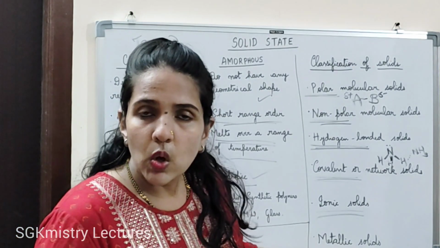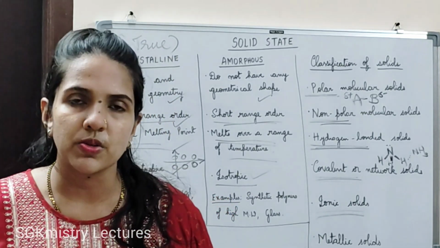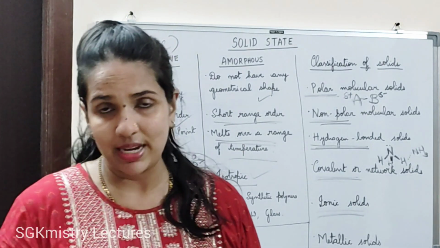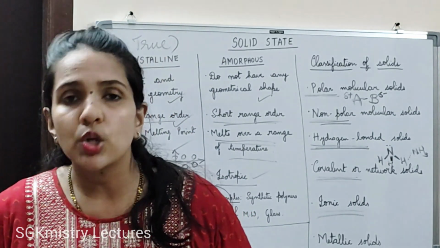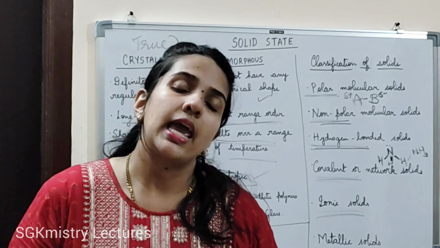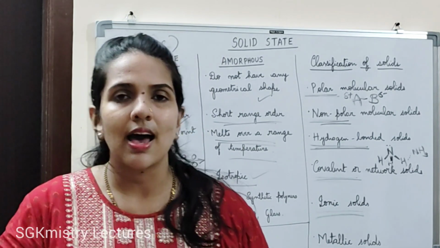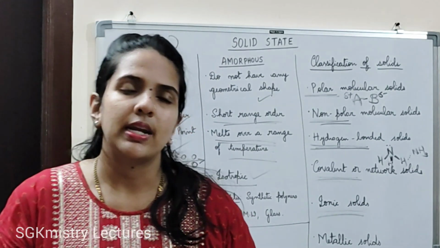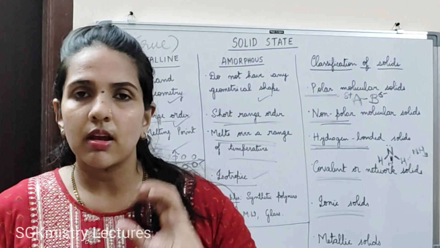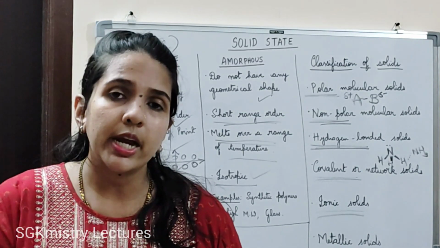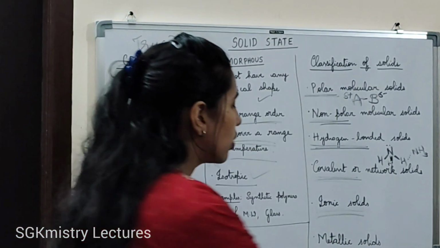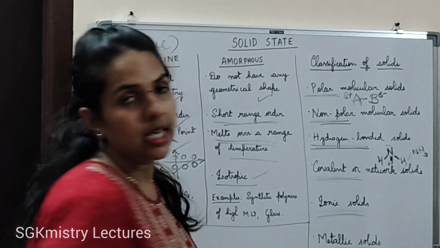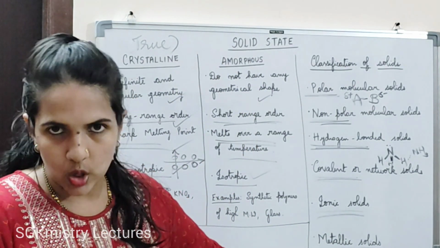Last is the metallic solids, where obviously the atoms are metal atoms. You already know about the structure of metals, that is how the electrons and the metal ions are arranged: the metal kernels are arranged and the electron sea surrounds these metal kernels. That is how the particles are arranged in these metallic solids.